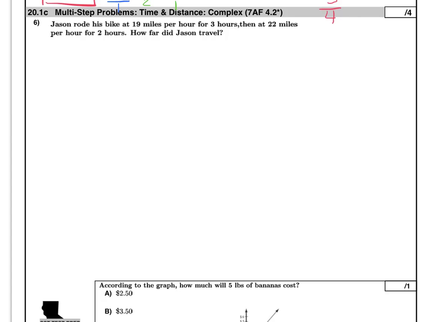Distance. Jason rode his bike at 19 miles per hour for 3 hours. So if he went for 1 hour, he rode 19 miles. If he went for 2 hours, what did he ride? He rode 38 miles. Okay, if he went for 3 hours, how far did he go? Well, 19 times 3 gives me 57. So for 3 hours, he went 57 miles.